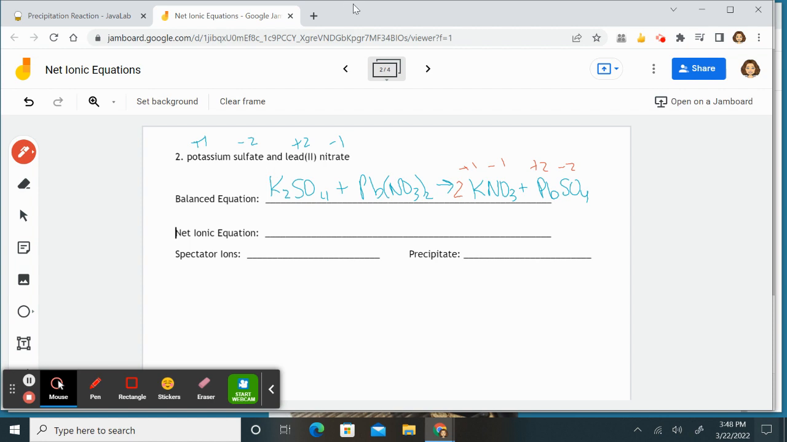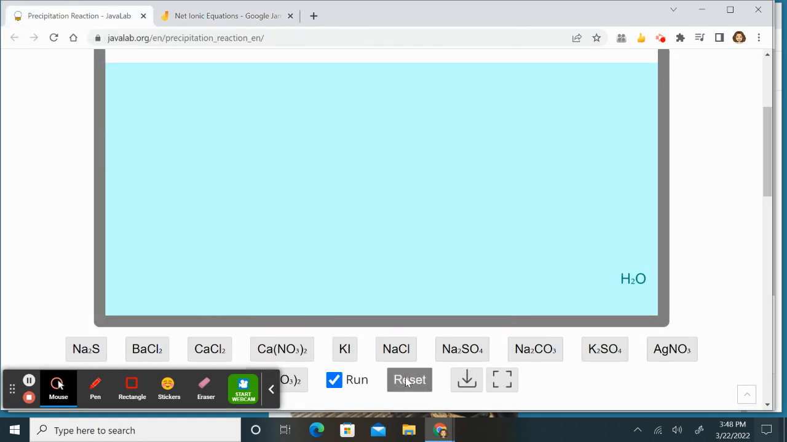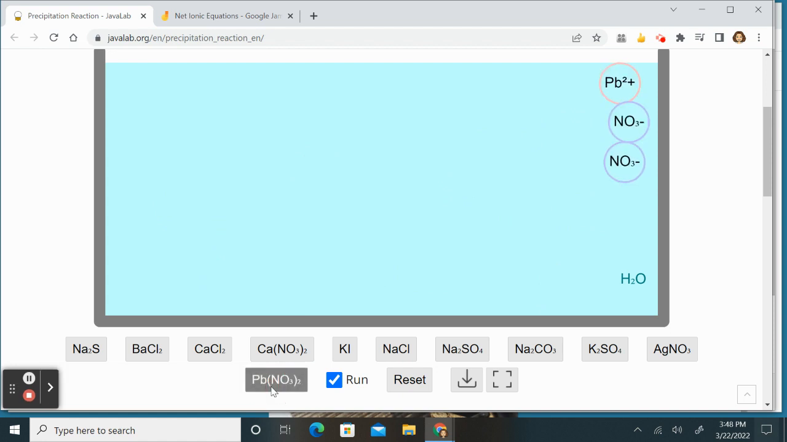Right? So now our net ionic equation. So let's have a look at the simulation for a second. Reset. Right? We have some lead nitrate ions.